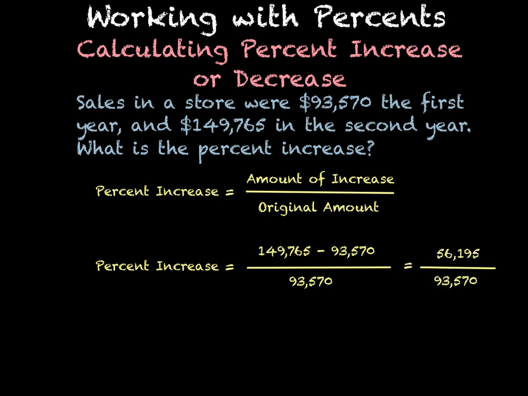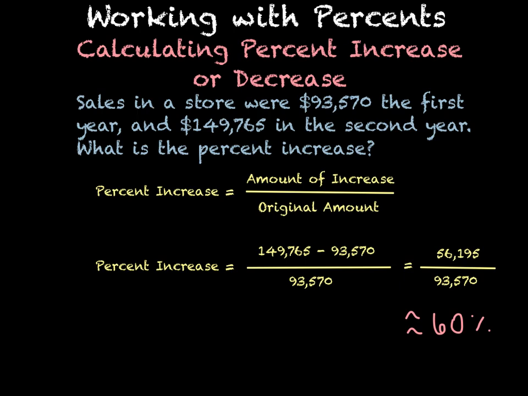And if you do that math, it gets us 56,195 over 93,570. So the increase was 56,195, and the original is 93,570. And when we do that division, we get something that's close to 60%. On the calculator, it gives a decimal, and it may go on forever.